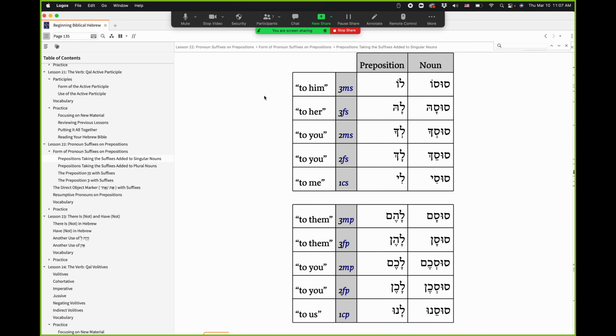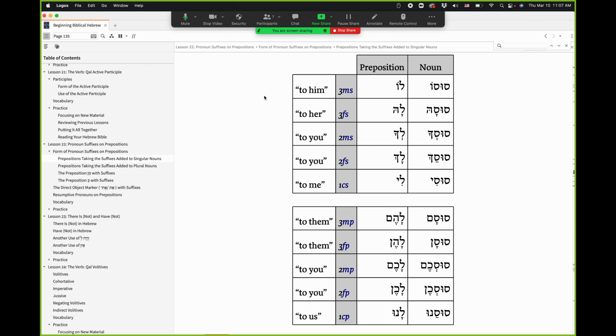All right, now, Ben, you sent a question about the prepositions and the suffixes. Let me see if I'm correct in figuring out what you're asking. Why do prepositions taking suffixes added to singular nouns, so lo would be an example, need the plural section in the paradigm? If I know what you're asking, that's a great question. If they take singular noun suffixes, then what is the plural?